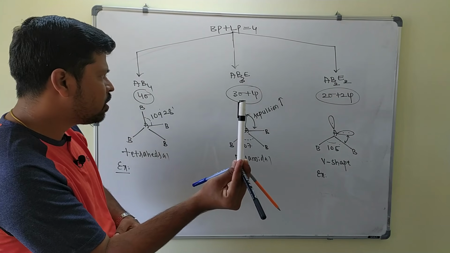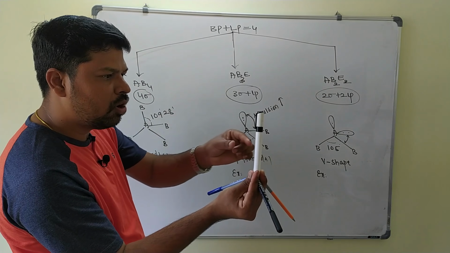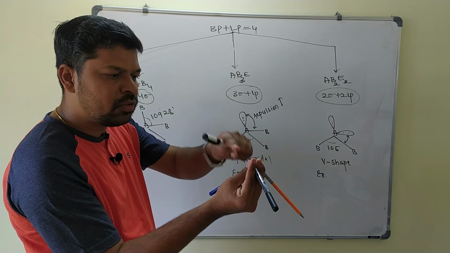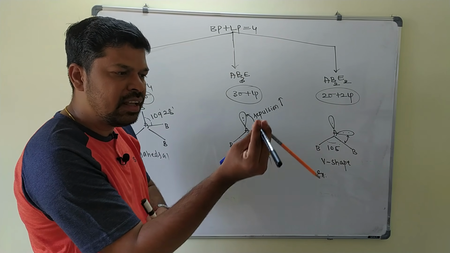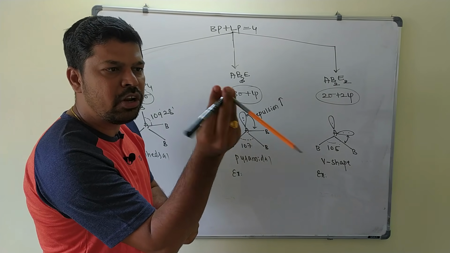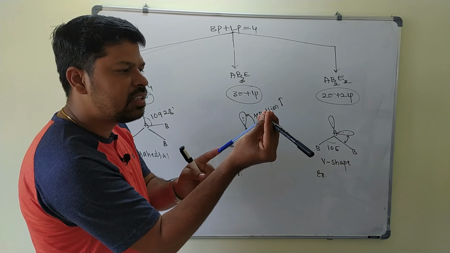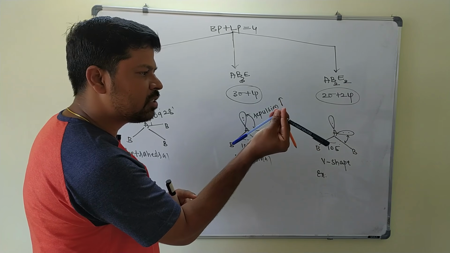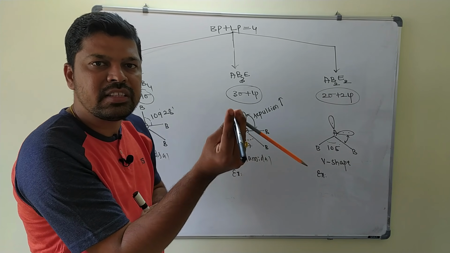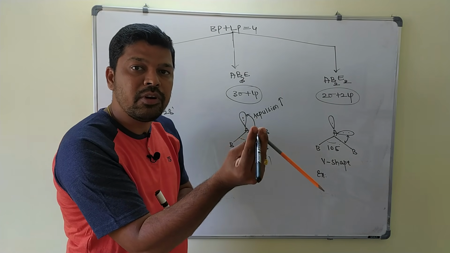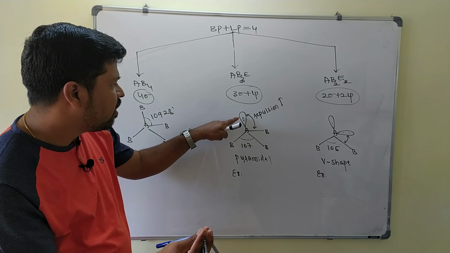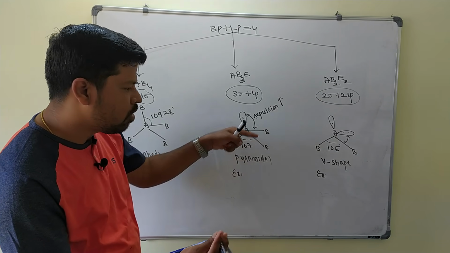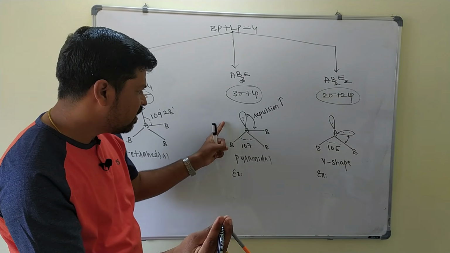Tetrahedral. Next possibility is, out of 4 sigma bond, 1 sigma bond has been replaced by what? Lone pair of electron. Suppose you assume that here lone pair of electron is there, then how many bond pairs are present in this molecule? 3 bond pairs only, and these 3 bond pairs are arranged like this. What is the shape of the molecule? This is called as pyramidal shape, because the shape of the molecule is only the arrangement of bond pairs. That's why here one sigma bond has been replaced by what? Lone pair of electron.